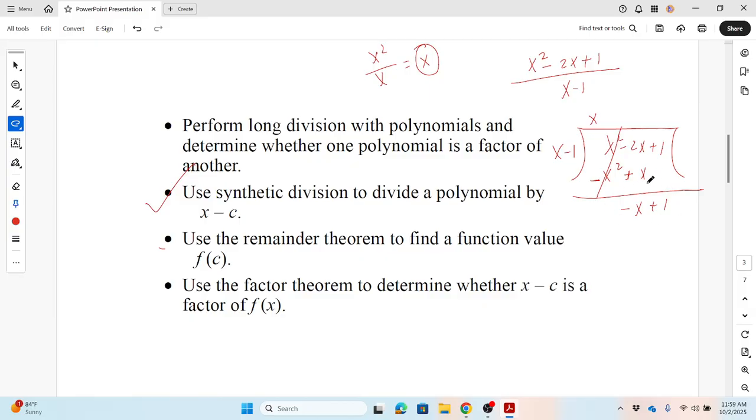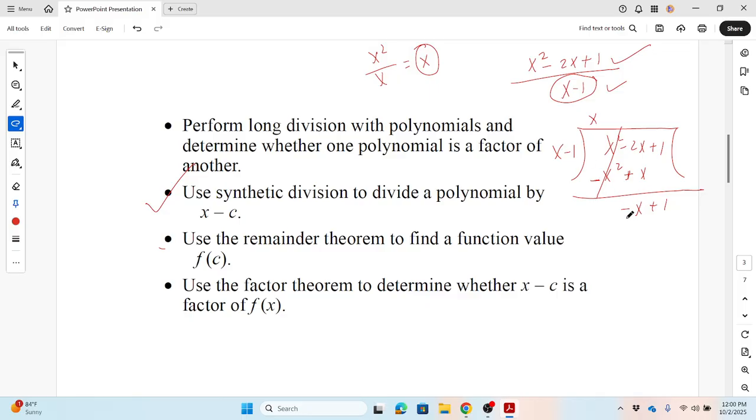This is the remainder. Remember, this is the divisor, this is the dividend. This is what we would like to divide by this one. If the degree of this leftover remainder is still the same as the degree of the divisor or greater, then you continue this process. In this case, the degree is 1 and the degree is 1.